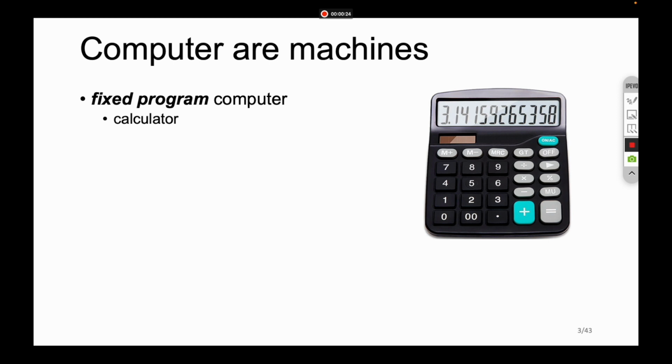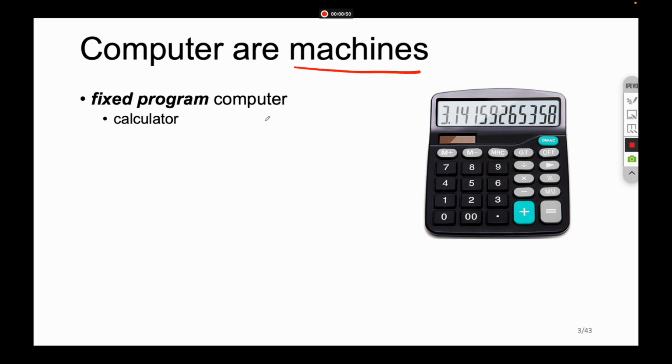So in this lecture, we're gonna talk about computer architecture. A computer is actually a machine. Yes, of course, a machine. We have two kinds of computer. The first one we call fixed program computer.